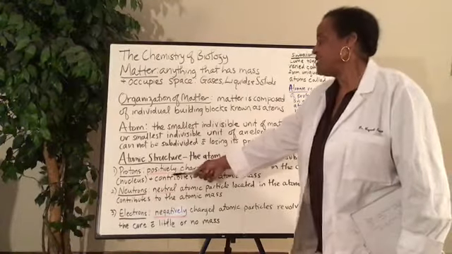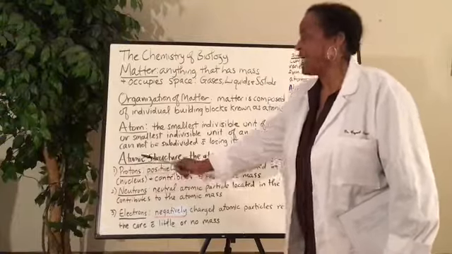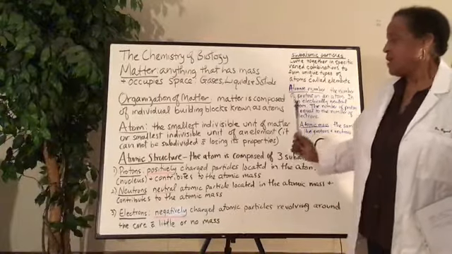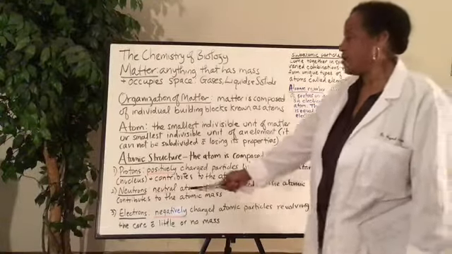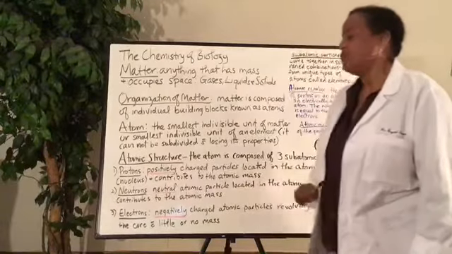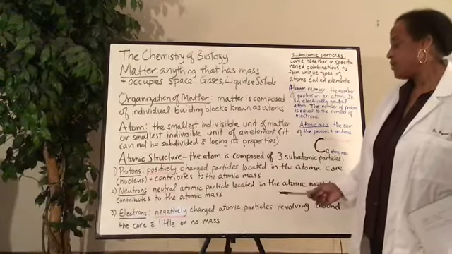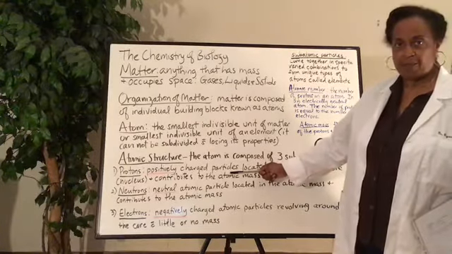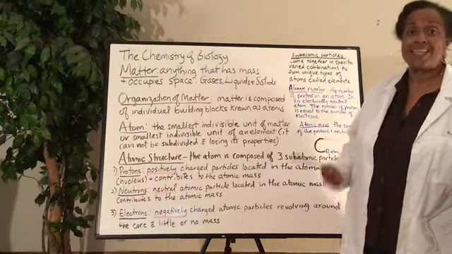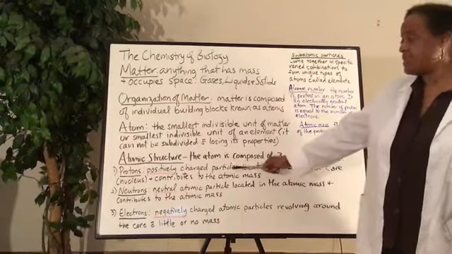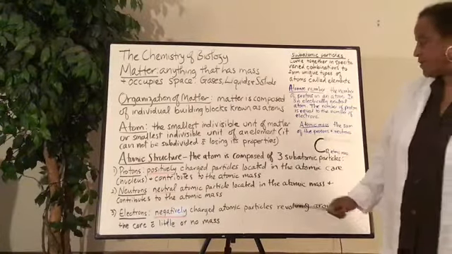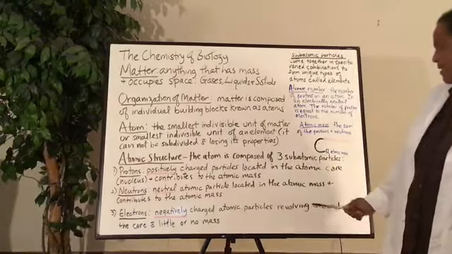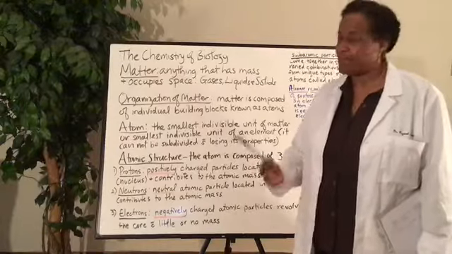So protons are positively charged. You remember P with P, protons, and P for positive. Protons are positively charged particles. Neutrons are neutral. N with N, neutrons are neutral atomic particles. They're located in the atomic mass. So in other words, protons make up the atomic mass, but neutrons are also included in that mass. So protons and neutrons make up the nucleus, okay? They're located in the atomic mass and contribute to the atomic mass, okay?